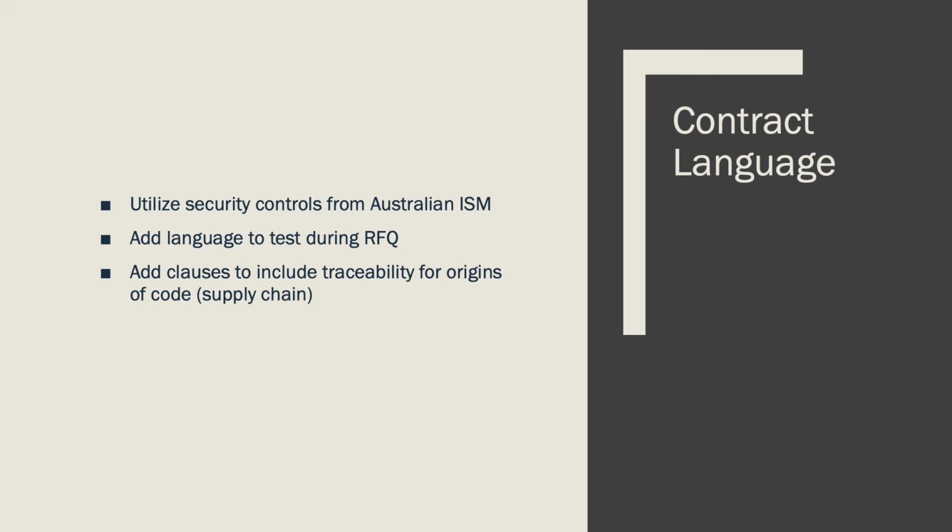In addition to the ISM guidance, it is recommended that language be added to require testing during RFQ to test for functionality and vulnerabilities, and that software code has traceability to determine where it originated from as a supply chain risk measure.